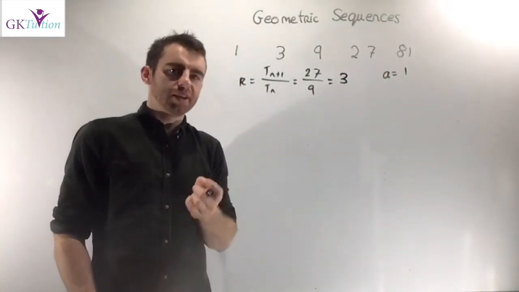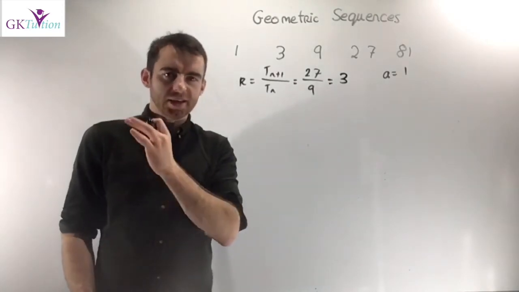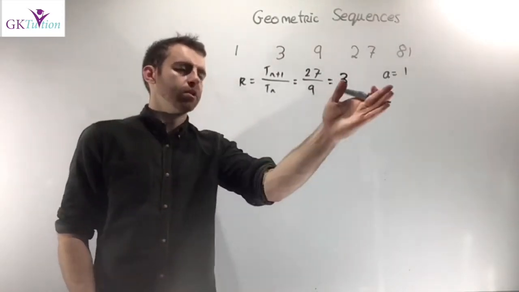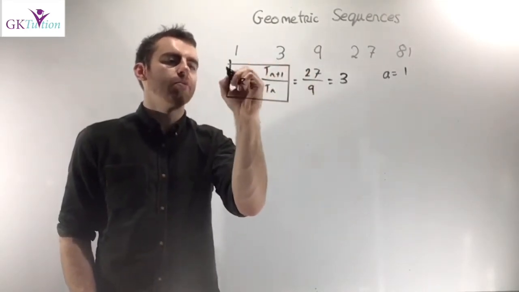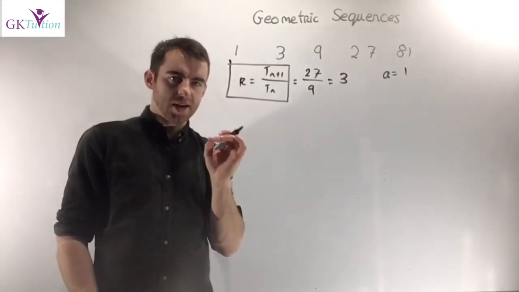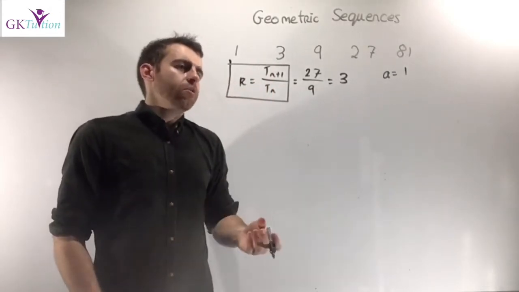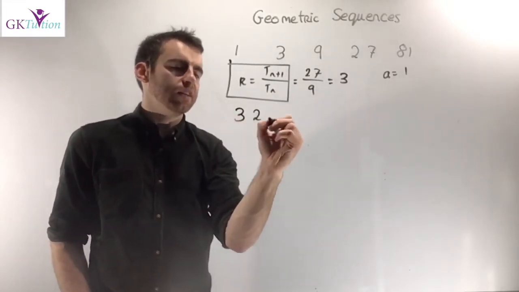So what we're dealing with in these questions is, where in arithmetic sequences we wanted to find a and d, in geometric sequences we want to find a and r. But just make note of the fact that the common ratio is any term divided by the previous term, not the next term.